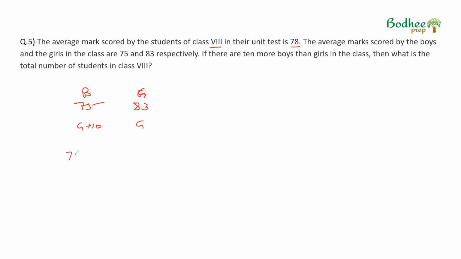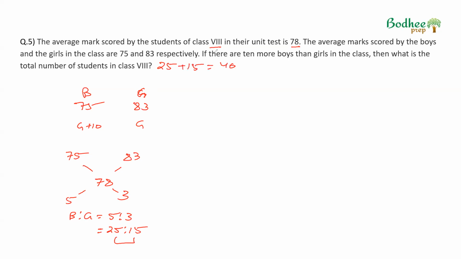We can simply aggregate the average scores of boys and girls with the overall score. The difference here is 3. The difference here is 5. So the ratio of number of boys to girls has to be 5:3. Since we know that the difference is 10, and here the difference is 2, we multiply this by 5. 25:15. The difference becomes 10. Hence, there are 25 boys and 15 girls. So the total number of students will be 25 plus 15, which is 40.